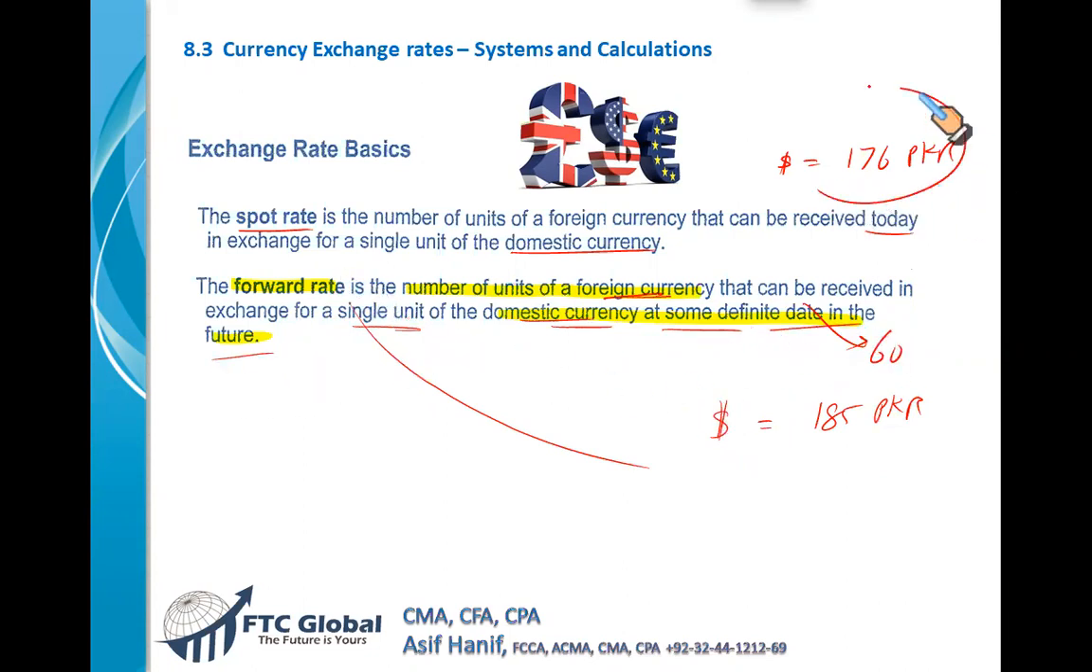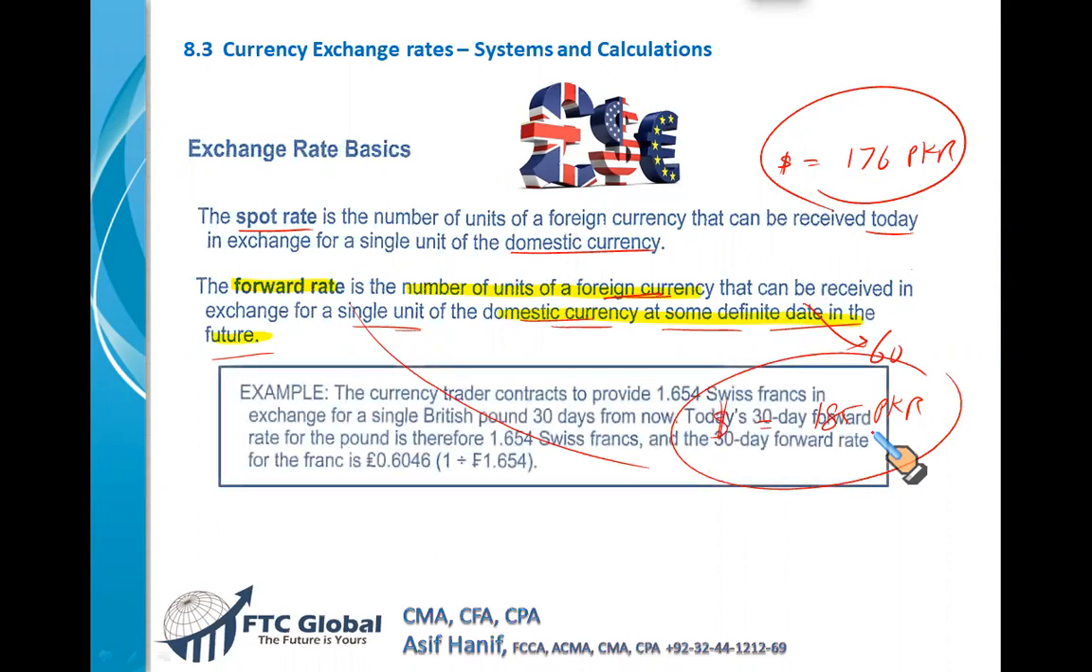Now, if you just see these two numbers, you can say that the dollar is gaining strength in the future. So the dollar is being traded at a forward premium. The dollar is getting stronger. Why? Because right now, $1 gets you 176 rupees, but in 60 days, $1 will get you 185 rupees. So the dollar is trading at a forward premium, whereas conversely, the rupee is trading at a forward discount. Let us see how it works through some numbers.